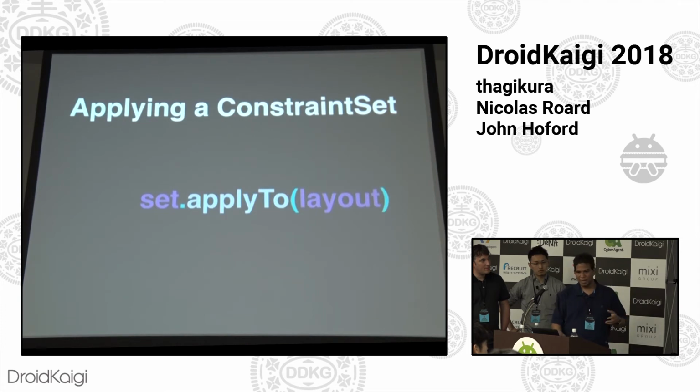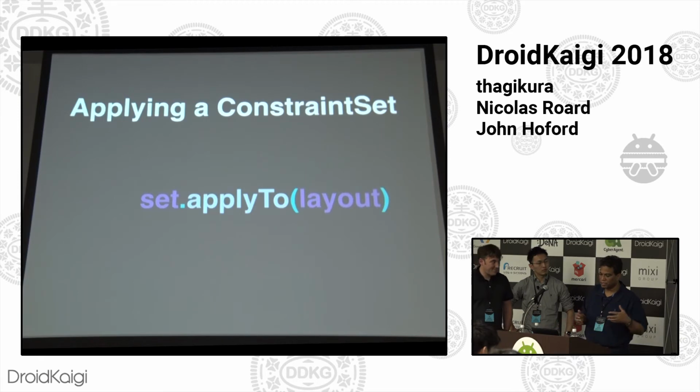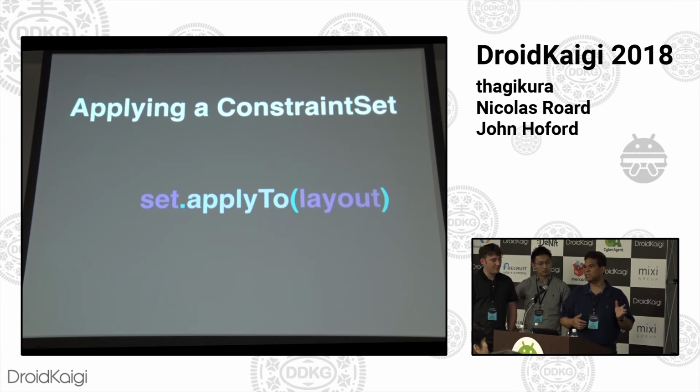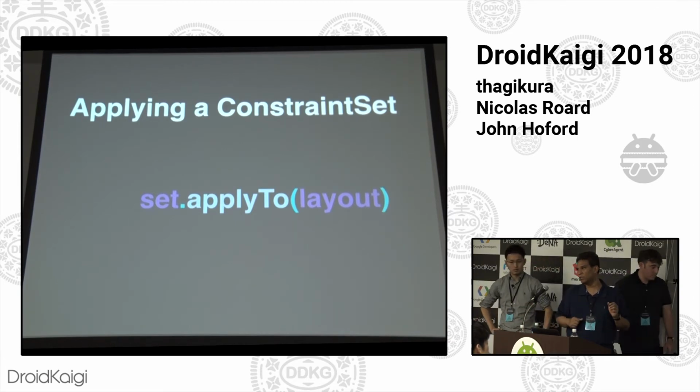So how do you apply it to a ConstraintLayout? You just call constraintSet.applyTo and pass the layout. And it will essentially delete all the constraints on the ConstraintLayout and reapply all the constraints from the new constraint set.